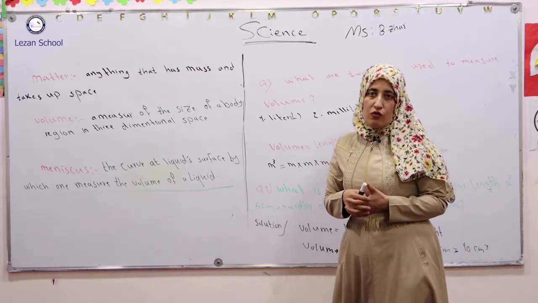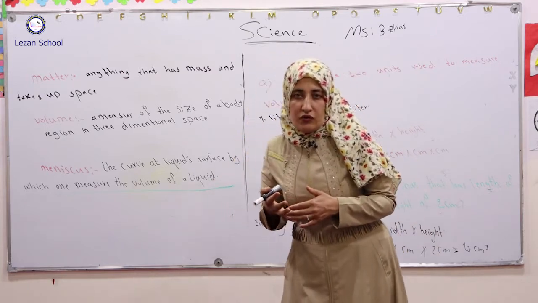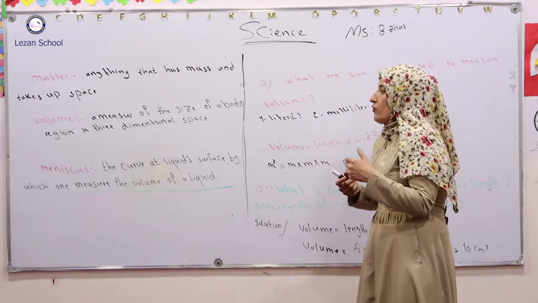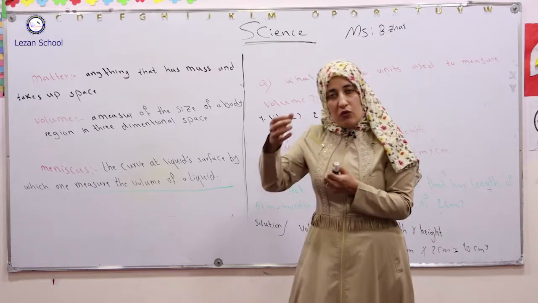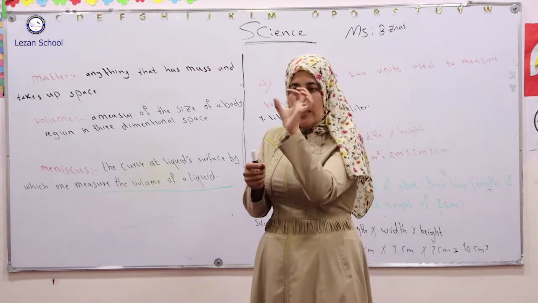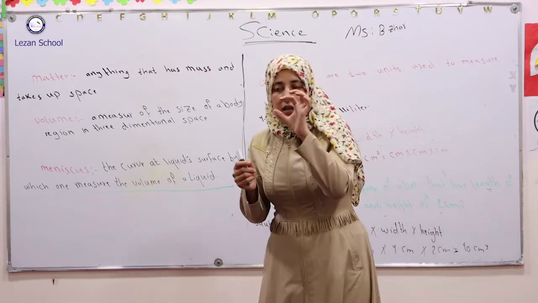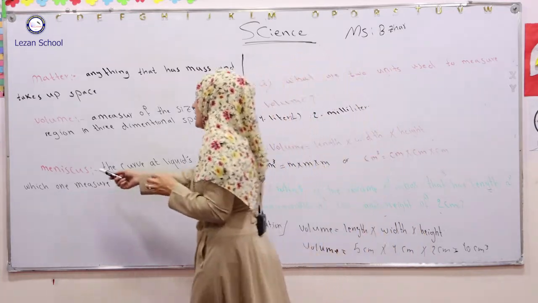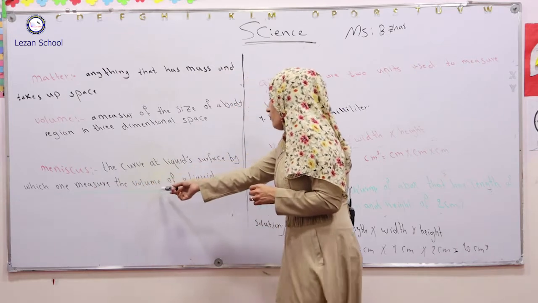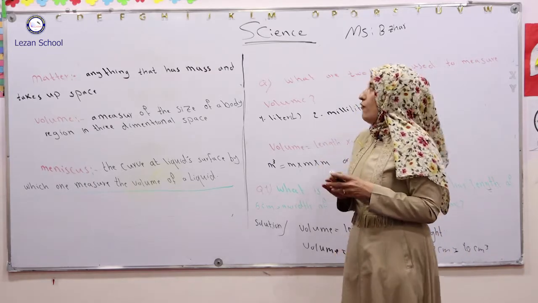How can we measure the volume of a liquid? We can measure the volume by emptying water into a container or a glass or a jar. We say this is water or this is juice. When you empty the water into a container, a curve forms on the surface of the water. Maybe all of us have seen this curve. This curve is called the meniscus. What's a meniscus? The curve at the liquid surface by which one measures the volume of a liquid. By this meniscus, we can measure the volume of a liquid.